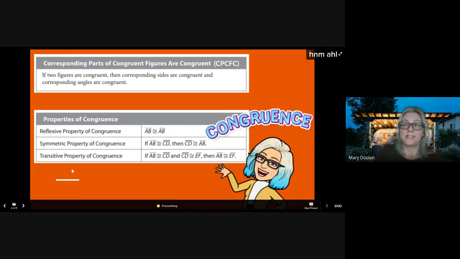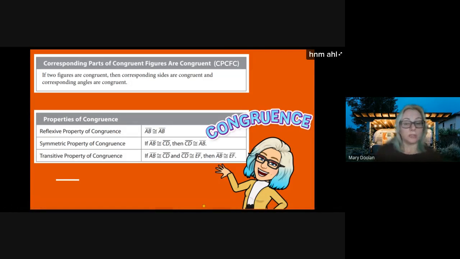And then we have the symmetric property of congruence, which says if side AB is congruent to side CD, then side CD is congruent to side AB. So basically, you can reverse the order. It's kind of like when you say 3 plus 2 is 5, so 2 plus 3 is 5 as well. You can reverse the order and it's still true.